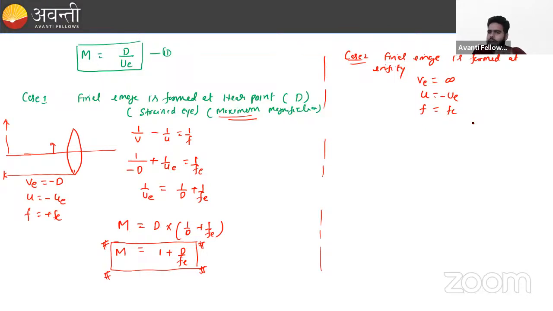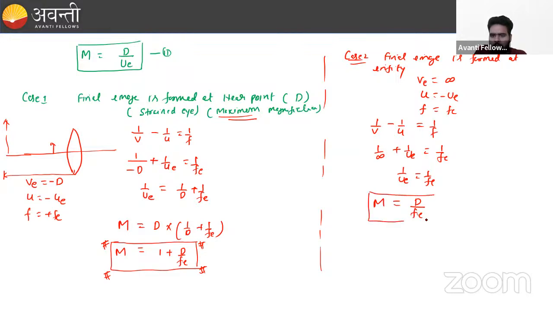Again apply the lens formula for the eye lens. We can say this is 1 by V minus 1 by U equal to 1 by F. And in this case, if we put the value infinity here, we get 1 upon UE equal to 1 upon FE, guys. Correct. If we again replace 1 by UE in equation number 2, what do we get? The magnification in this case is D upon FE. One thing we observe here: there are two possibilities. Either the final image is formed at the near point, or it is formed at the far point.